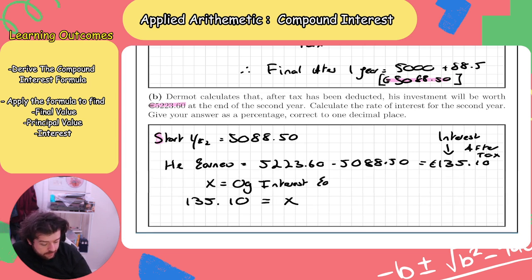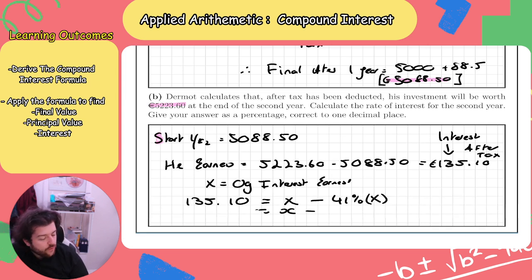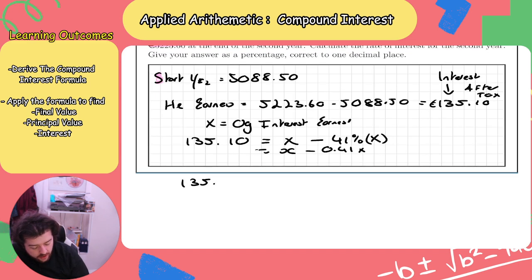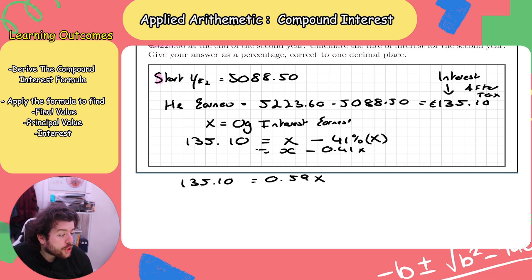and I'm going to minus 41% of my interest earned. So 41% of my X. That's going to equal X minus, changing this 41% to a decimal, 0.41X. So I have €135.10 is equal to 0.59X. So this interest earned is 59% of the original interest earned.